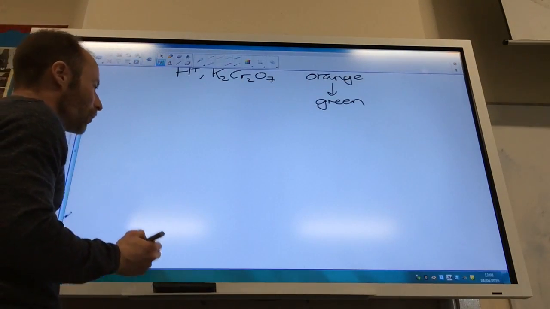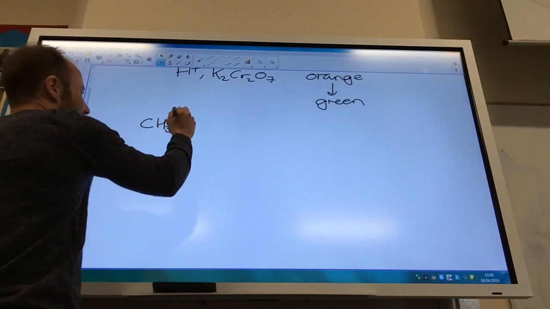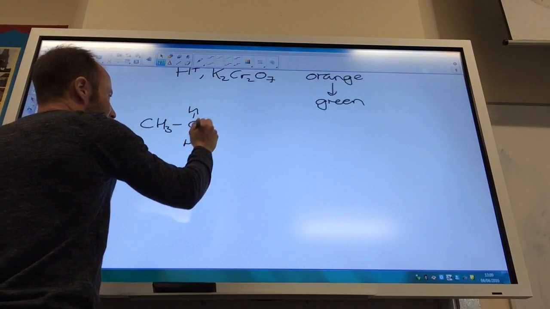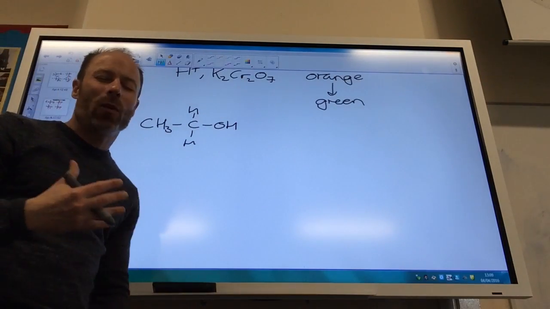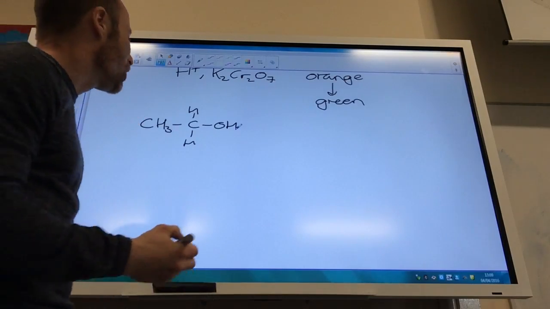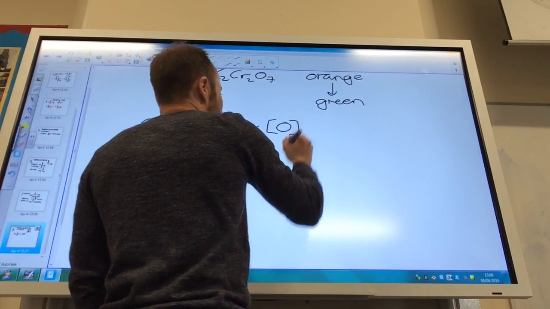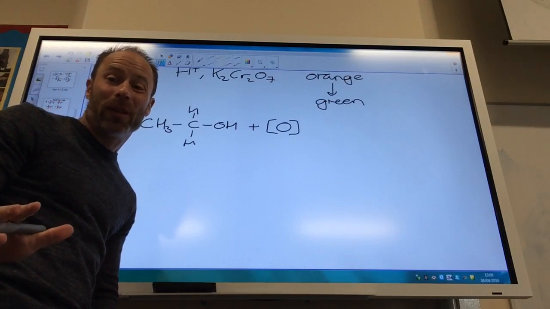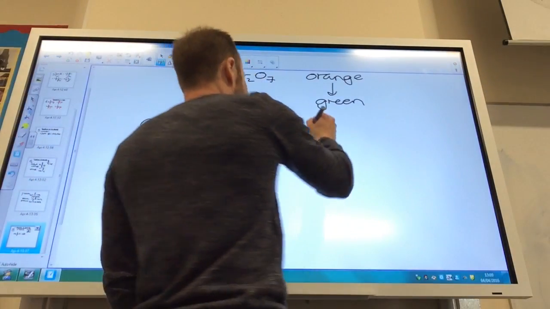So let's start with a primary alcohol. A primary alcohol I'm going to start with is ethanol. So if I start with a primary alcohol, ethanol, and I oxidize it. Now, how potassium dichromate works is quite complex, so we simplify it and we show it in an equation by just a square bracket O. That is representing potassium dichromate. I'm not going to worry about what it's doing. I'm just going to say it's supplying oxygen atoms effectively.